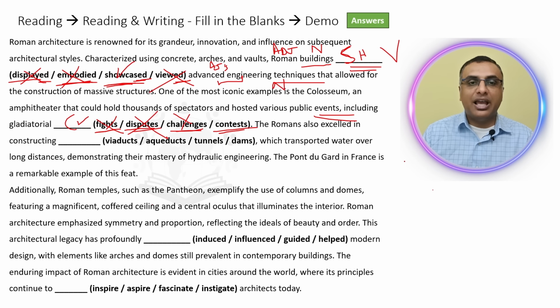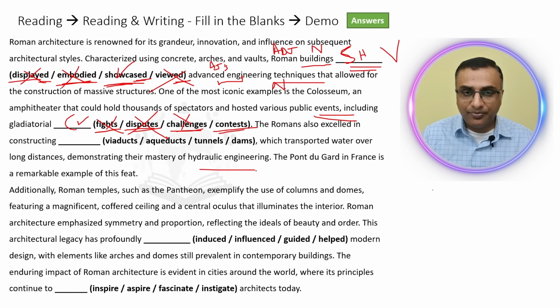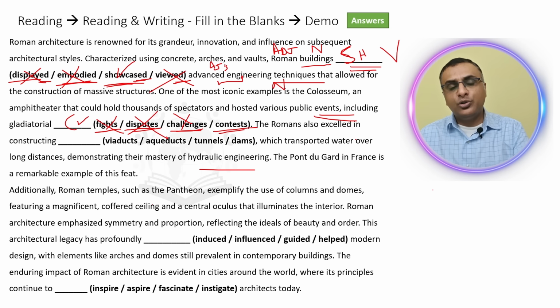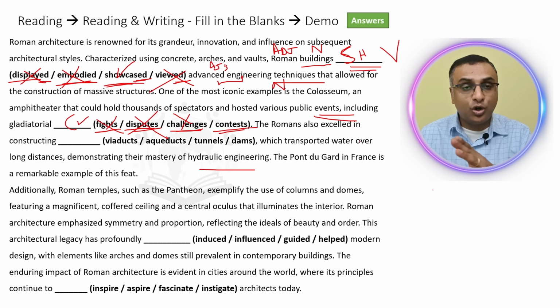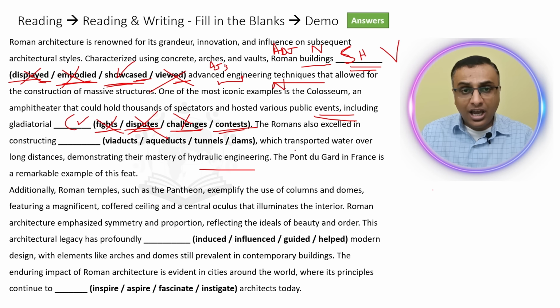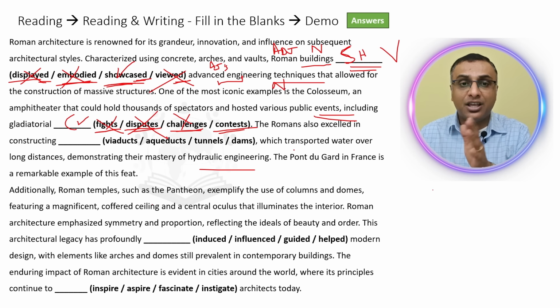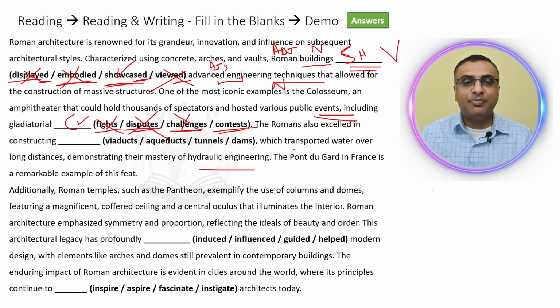Let's look at the third blank. It says, the Romans also excelled in constructing dash, which transported water over long distances, demonstrating their mastery of hydraulic engineering. Don't stop reading over here. Continue reading after the blank as well: which transported water over long distances. Now, something they have built to transport water, something like a pipeline kind of a thing.